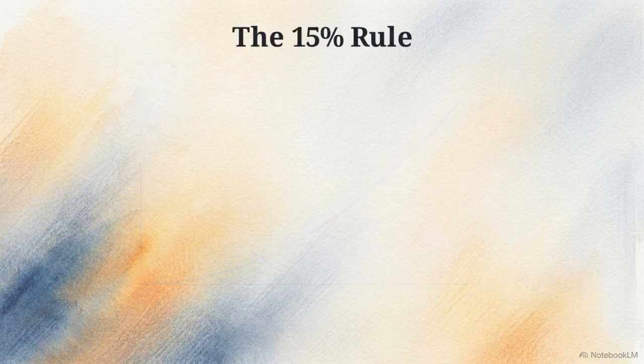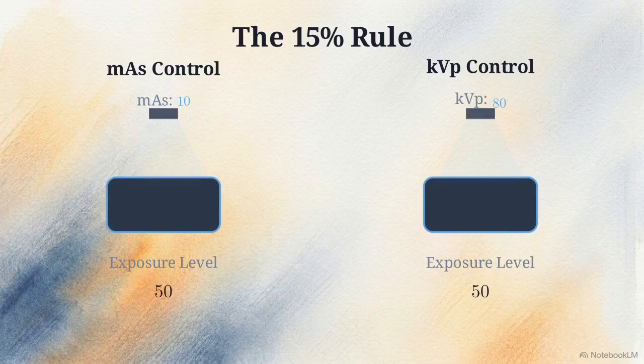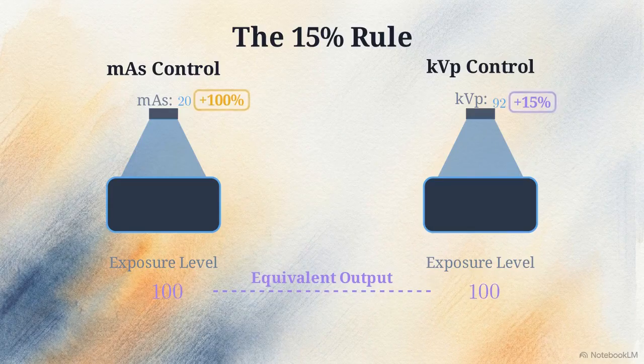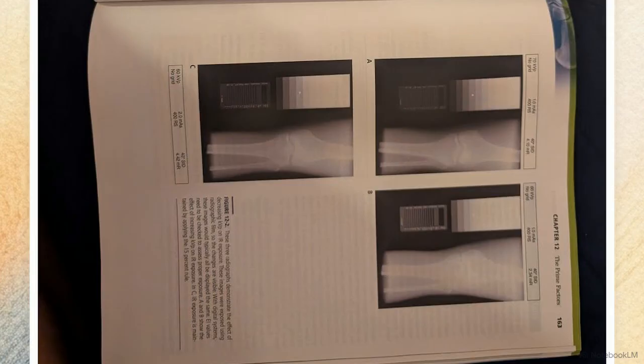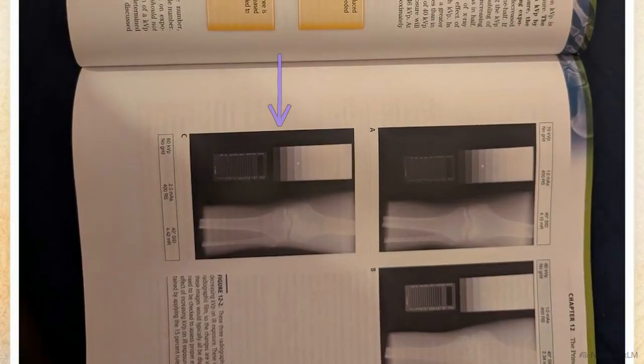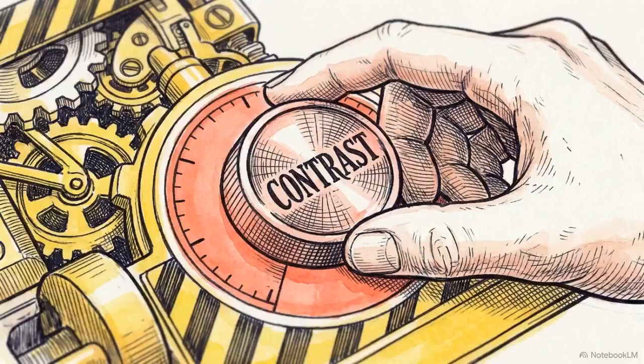To manage this exponential behavior in a clinical setting, technologists rely on a strict heuristic: the 15% rule. The rule states that a 15% increase in kVp will double the exposure to the image receptor. It achieves the exact same exposure as doubling the mAs, but uses a fraction of the raw electrical adjustment. Figure 12-2 tests the rule. Image A uses 60 kVp and 10 mAs. In image B, kVp increases 15%, so mAs is halved to 5 to maintain density. Image C ignores the math. kVp increases, but mAs stays 10, rendering it dangerously dark.